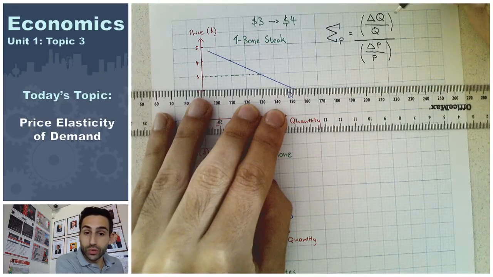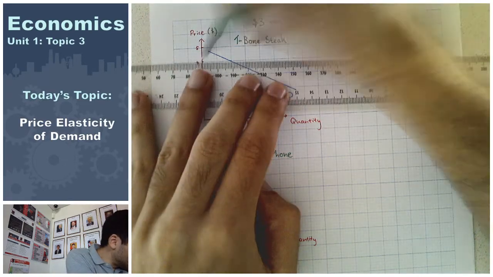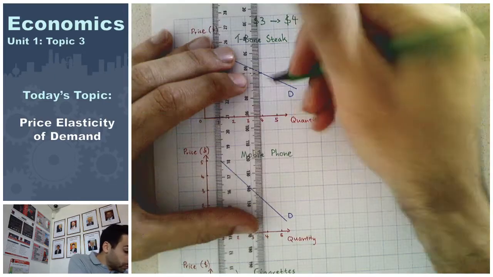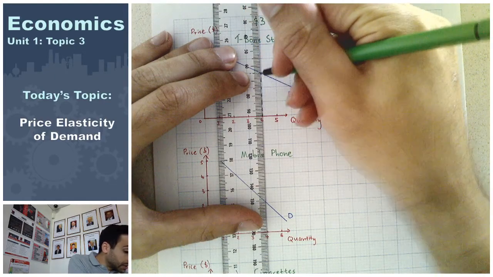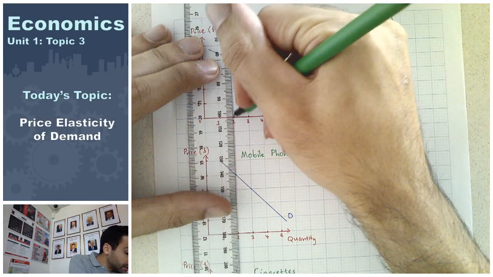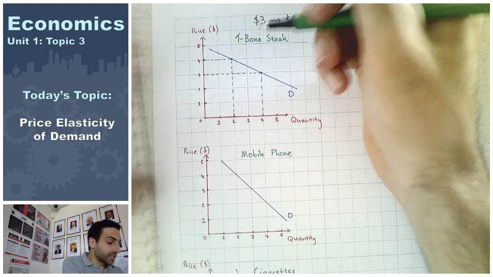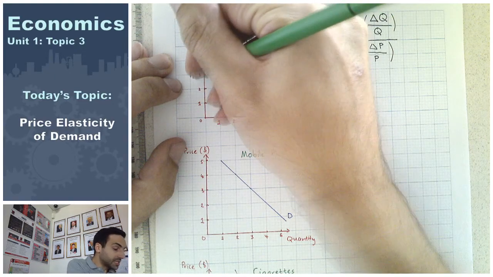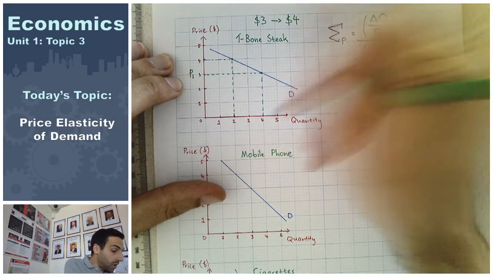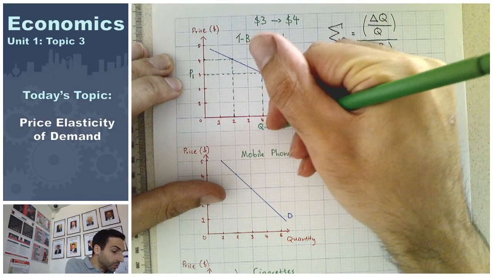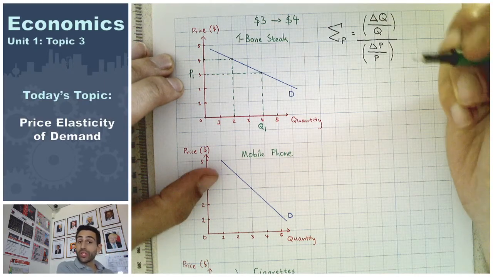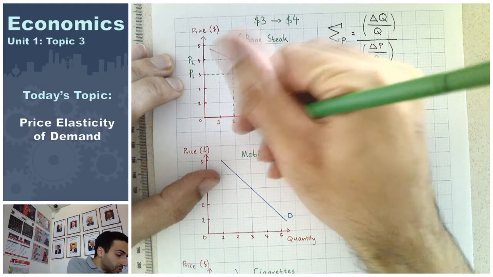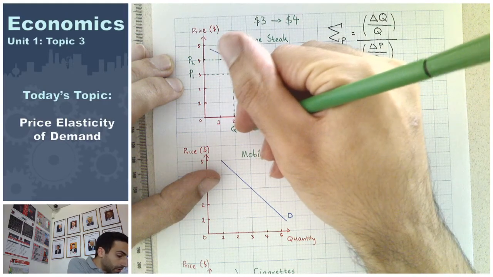Okay, that was our original price. Our new price is now $4. What are the corresponding quantity figures? Well, there they are. And just so I make this nice and clear, I'm going to label the original price and quantity P1 and Q1, and I'm going to label the new price and the new quantity P2 and Q2.